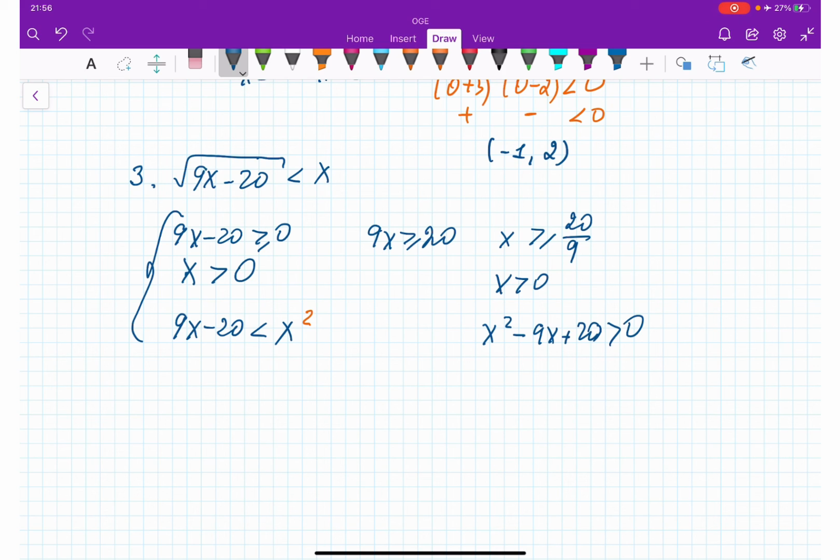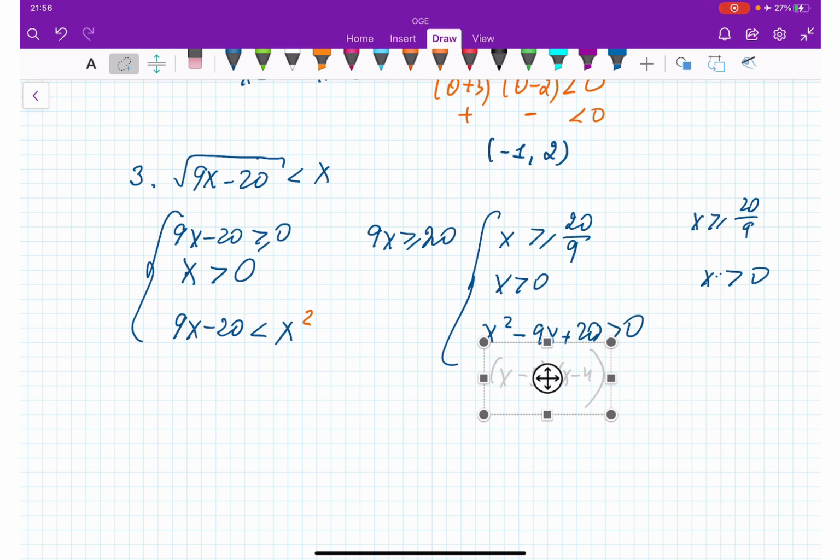All right, so from here, what do we have? The solution has three conditions: x greater or equal 20 over 9, x is greater than 0, and here will be what? x minus 5, x minus 4, right? And greater than 0. I changed the color because we are doing drafting. So if we solve, x is equal 5, x is equal 4.